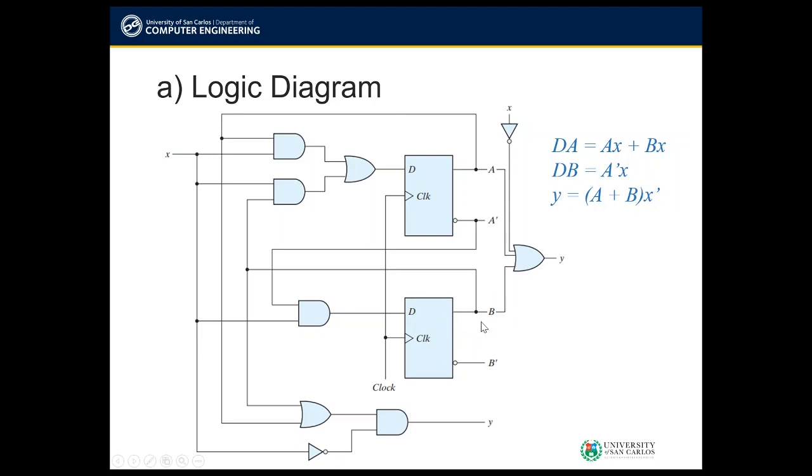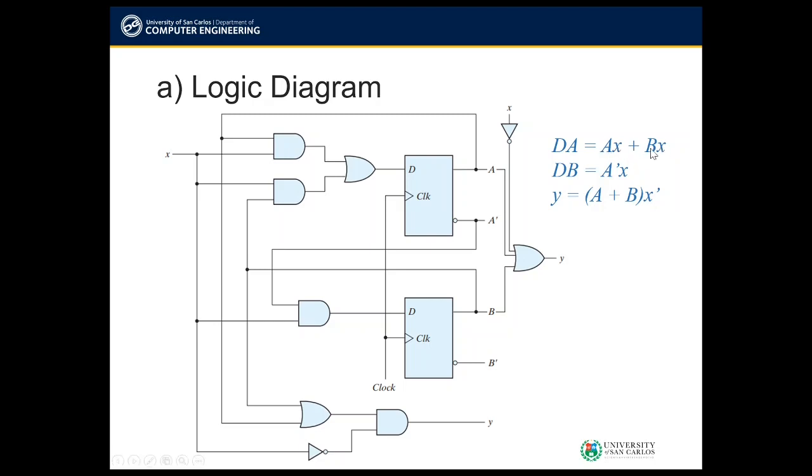Okay, so the present state. They have equivalent complemented outputs also, the Q prime. So here we have the A prime and the B prime also on the second flip-flop. To consider DA, DA means the input D of the first flip-flop. DB means the input D of the second flip-flop. So based on this equation, we can derive the dA input.